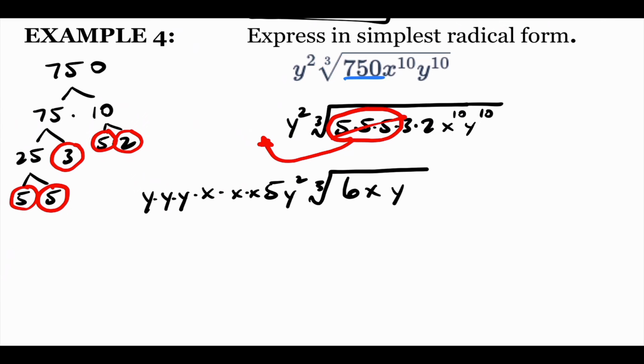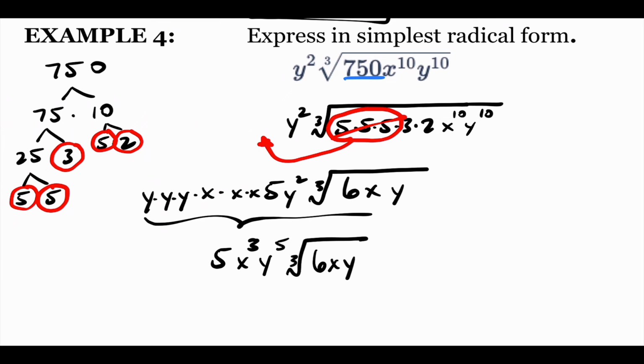Okay. Clean up the mess in the front. I have 5 x to the third, right? X to the third, because I have x times x times x. What is it going to be? Y to the what power? To the 5th power, yeah, because I already had 2 to begin with, and now I'm including 3 more. Y to the 5th power. And then the third root of 6xy. You were done.